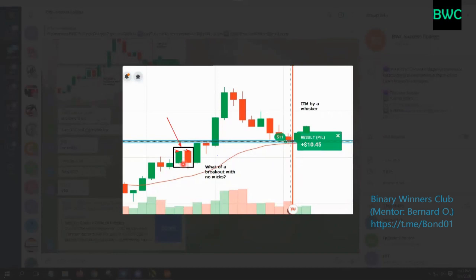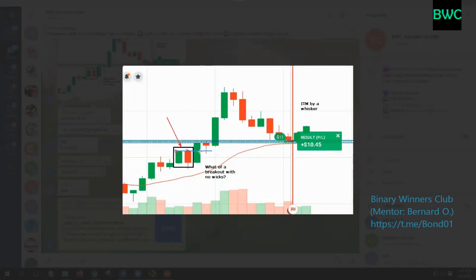When you have a wick, you cover the wick and the body. When there is no wick, it's the body that is sufficient. Okay. So in this case, ideally here, you just needed to draw a line at the highest of the bodies, because sometimes they don't close.